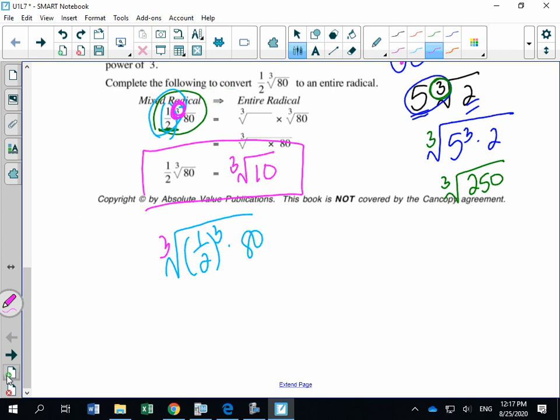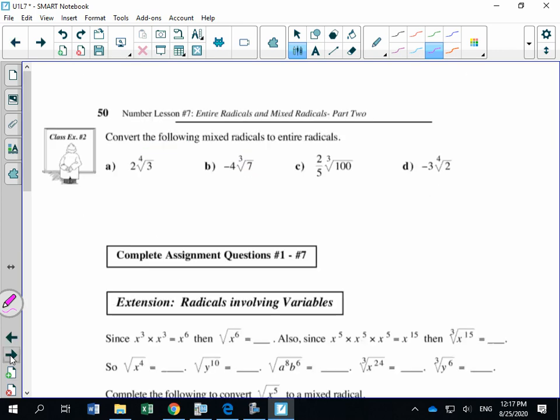Okay, so the same thing, you guys, as the last lesson. I really have not taught you anything new. Okay, convert the following mixed radicals to entire radicals. Okay, so easy, right? How did they get that 2 out of there? 2 to the power of 4 times 3. Bring down that. Type that in your calculator. 2 to the power of 4 times 3 is the fourth root of 48.